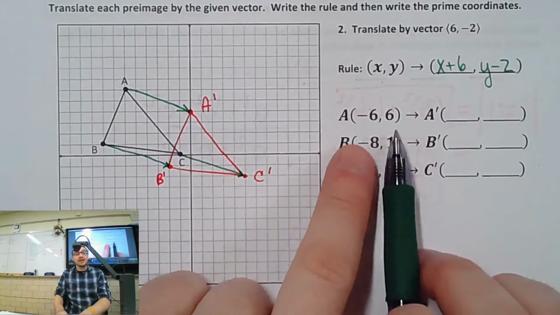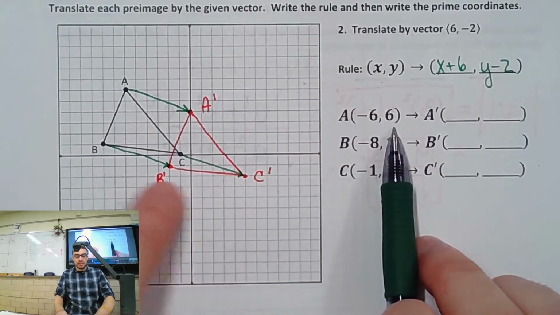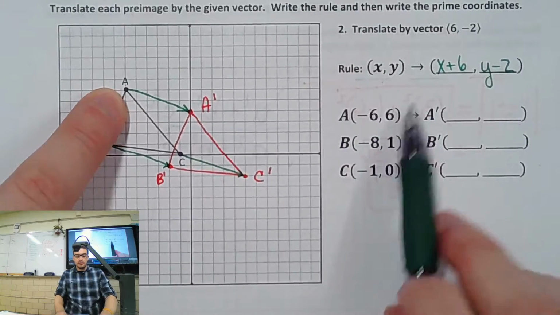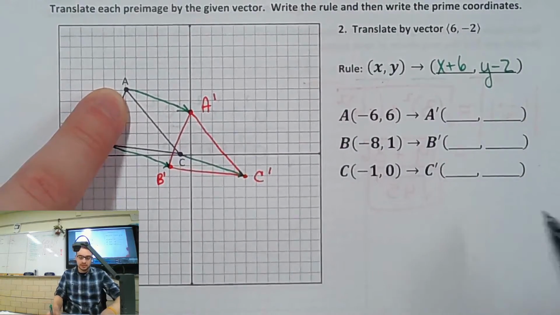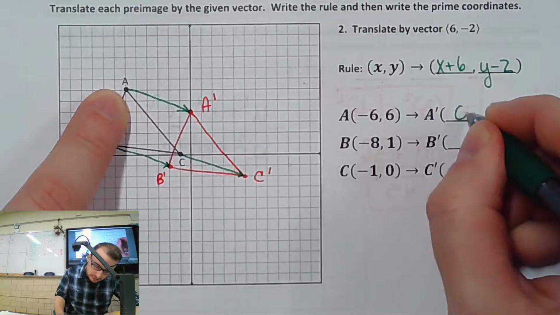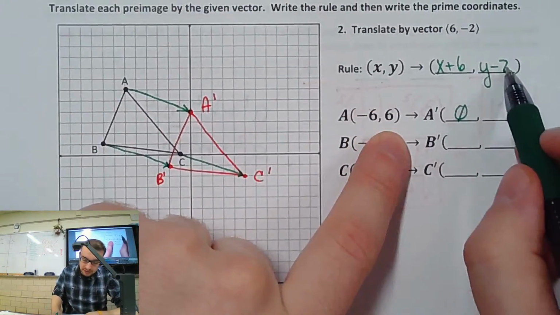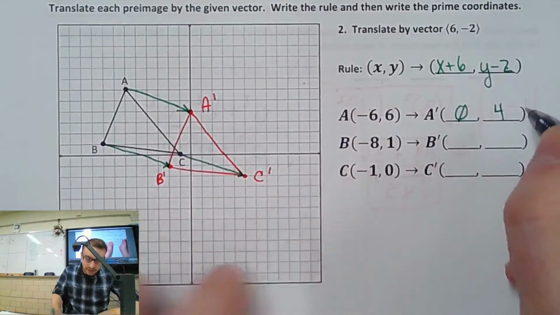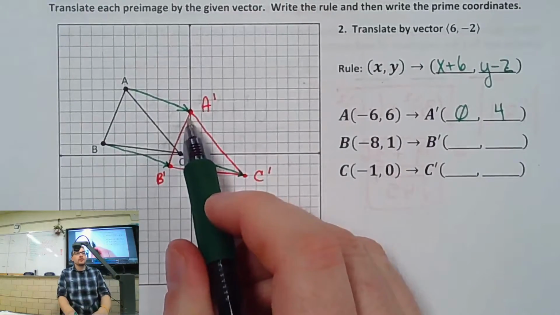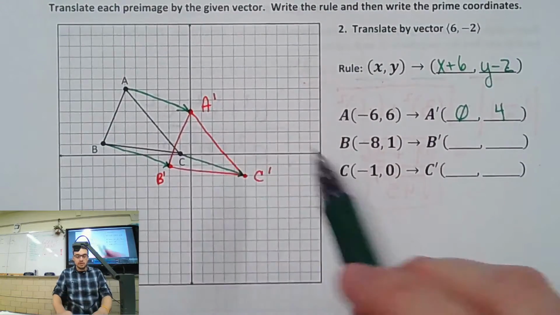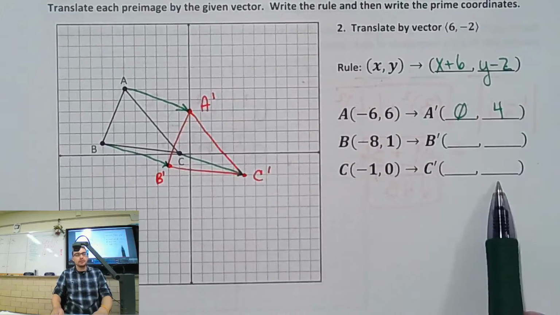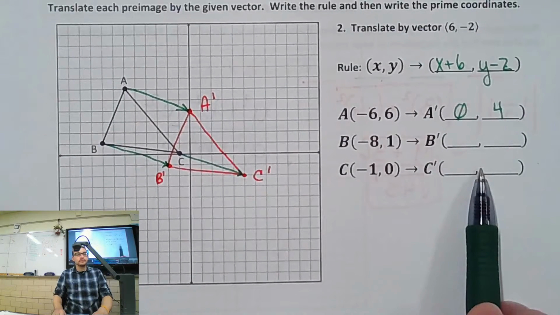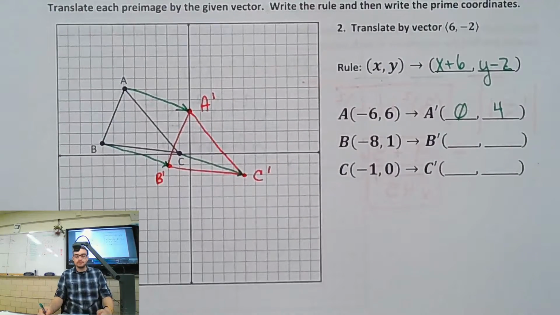So when we apply this rule, here's A's coordinates, negative 6, 6. If we add 6, what's negative 6 plus 6? 0. What's 6 minus 2? And look, A prime does end up at 0, 4, right? So you can either take the points that you got here and write them in, or you can use the rule, or you can do both and check your work, right?